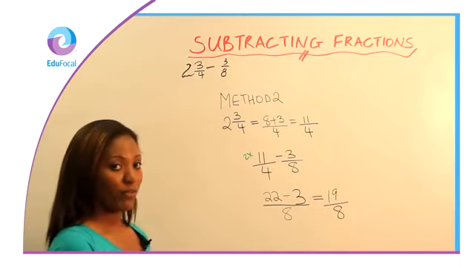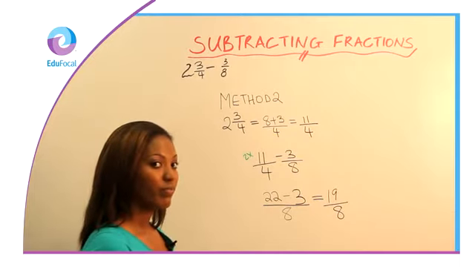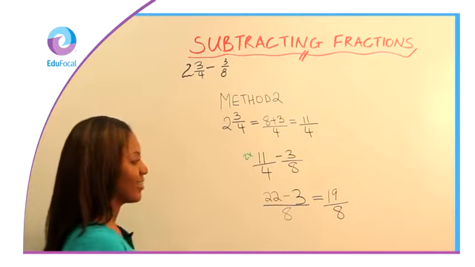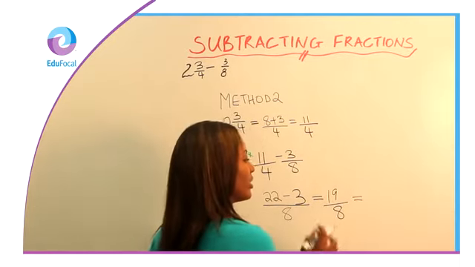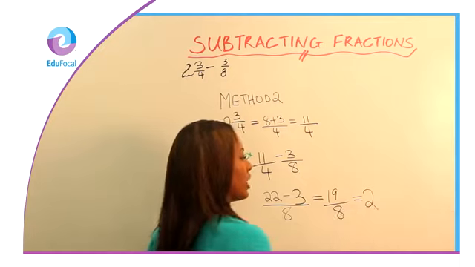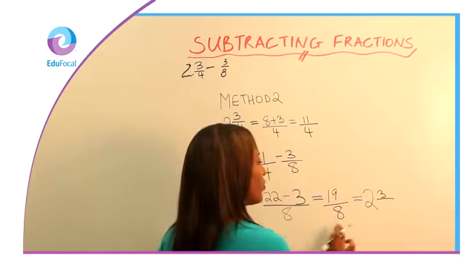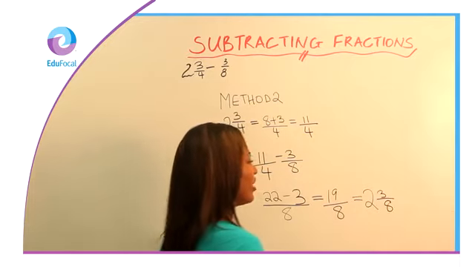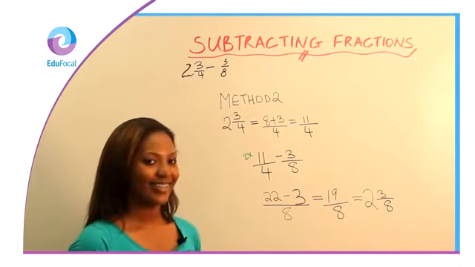And that's an improper fraction. Do you think you could change this to a mixed fraction? Great, see, you're getting the hang of it. 8 goes into 19 2 times with a remainder 3 over the same denominator, 8. And that's it. The question is finished.